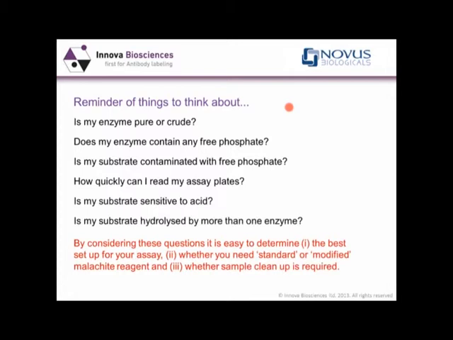Okay, just a final reminder of things to think about if you're going to use Malachite reagents. These are the questions that you should ask. Is my enzyme pure or crude? Does my enzyme contain any free phosphate? Is it contaminated? Is the substrate contaminated with free phosphate? How quickly are you going to read your assay plates? Is your substrate sensitive to acid? As I said, ATP, GTP are particularly sensitive. And is your substrate hydrolyzed by more than one enzyme? This is important if you have a crude sample.